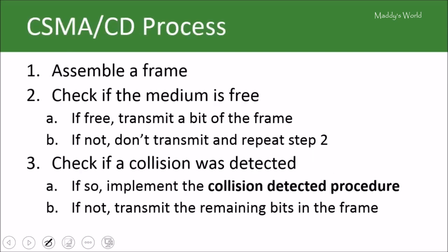the CSMA/CD process. What happens is if a computer wants to use an Ethernet network using CSMA/CD, it's going to assemble a frame. It's going to listen to the Ethernet cable to see if the medium is free. If it's free, it transmits a bit, and if it's not, then it goes back and listens, right? So if the medium isn't free, it's going to go back to checking to see if it is. And if a collision is detected, it implements something called a collision detected procedure, which we'll detail in just a second. And if not, it just keeps sending all the bits in the frame.